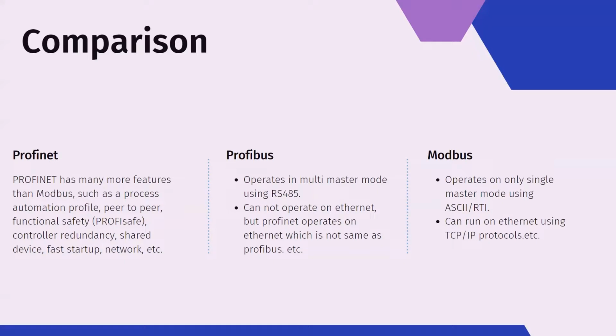Profinet has many more features than Modbus, such as process automation profile, peer-to-peer, functional safety, controller redundancy, shared device, and so on. Those features enhance the applications that you can achieve and future-proof the system. Also, Profinet is working toward future goals such as easy integration with industry, TSN, APL, and OPC-UA. On the contrary, the Modbus organization is keeping Modbus TCP the way it is for simplicity reasons.